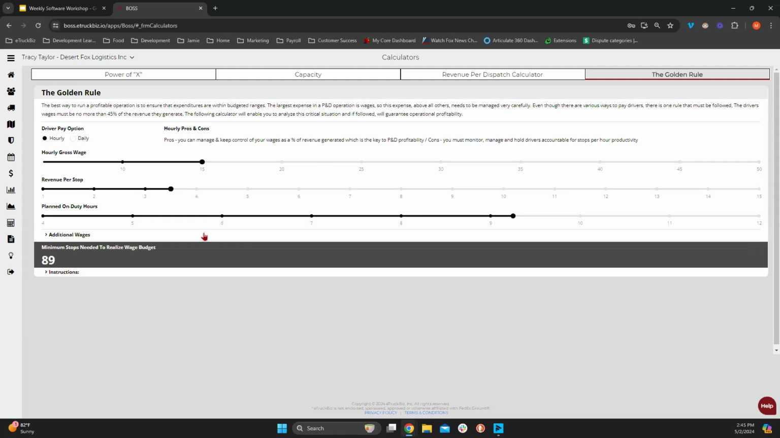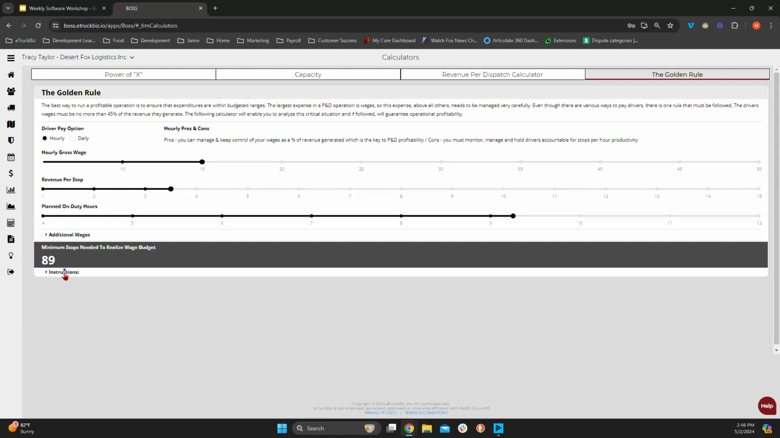This will help you calculate the minimum stops needed to realize the wage budget. What that means is, what is your hourly gross wage for your employees, the revenue that you make per stop, and the planned on-duty hours. This is a great way to figure out how many hours they have to work based on what they make.